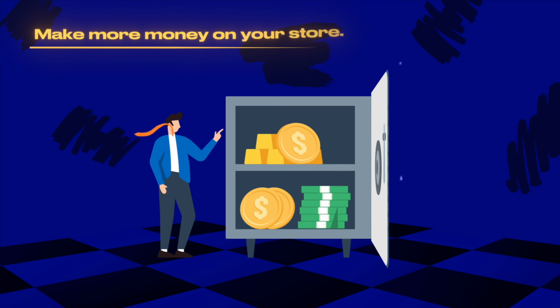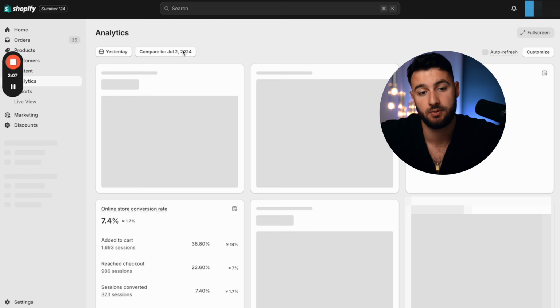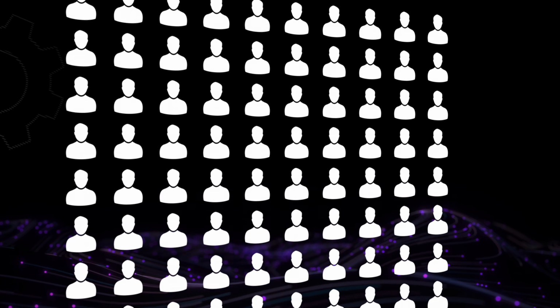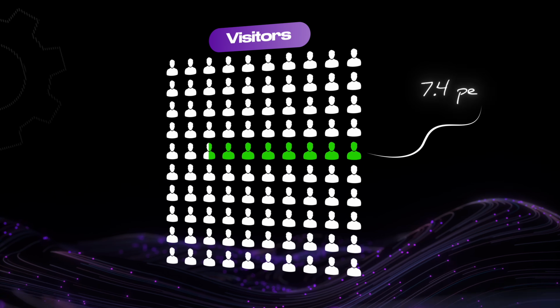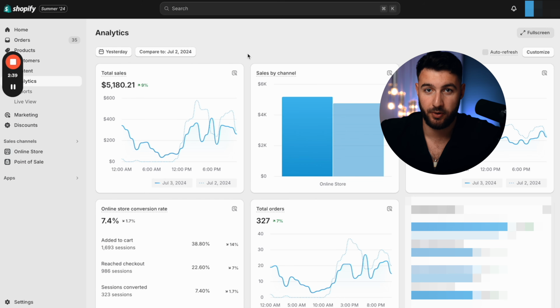This will be a full no bullshit guide on things you can do to make more money on your Shopify store. In other words, increasing your conversion rate. In our case, we have a 7.4 conversion rate on the store yesterday, which made 5K in one single day. This is 3 times higher than the industry average, and this means that out of 100 people who visit our store, 7.4 people buy. That's very high. And this is also part of the reason why yesterday we made $3,000 in pure profit with this product alone.